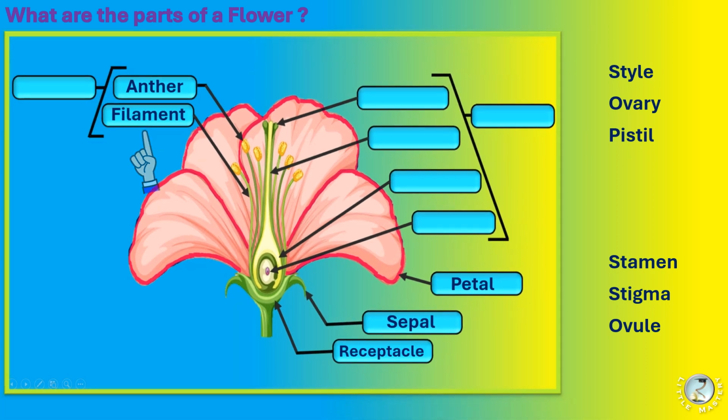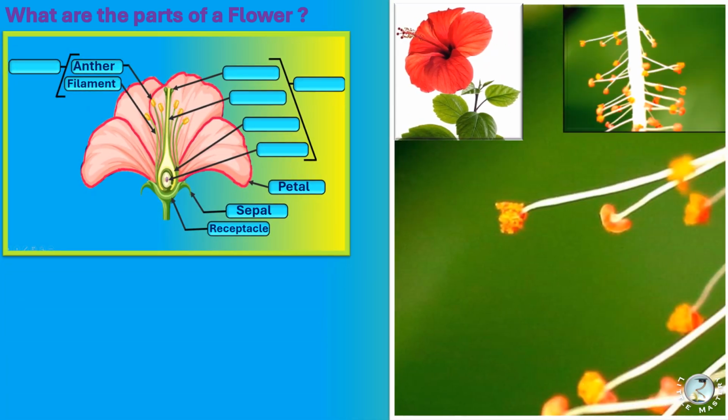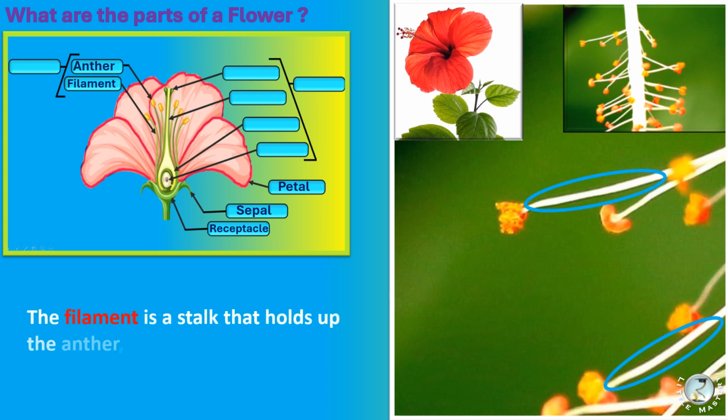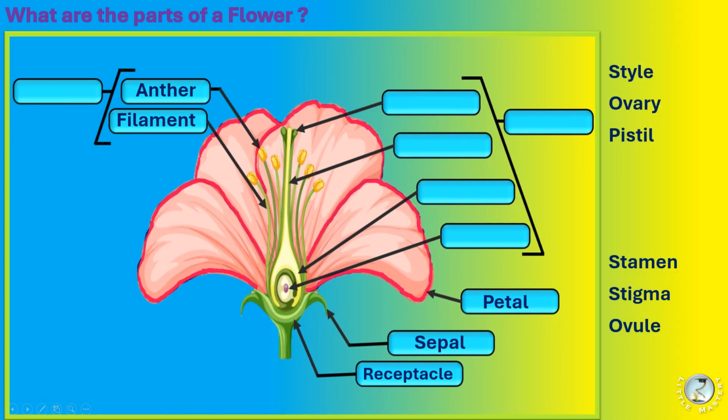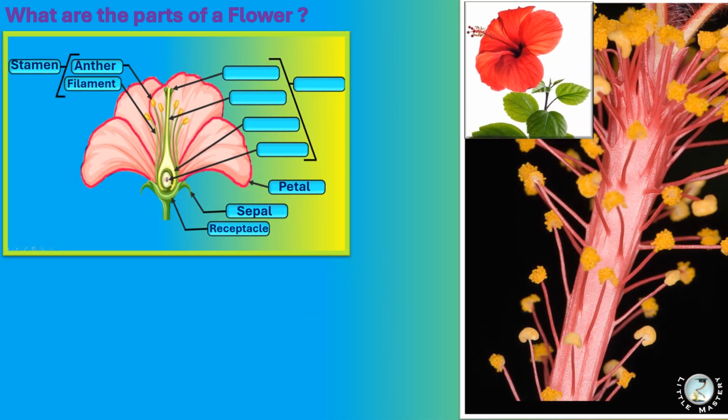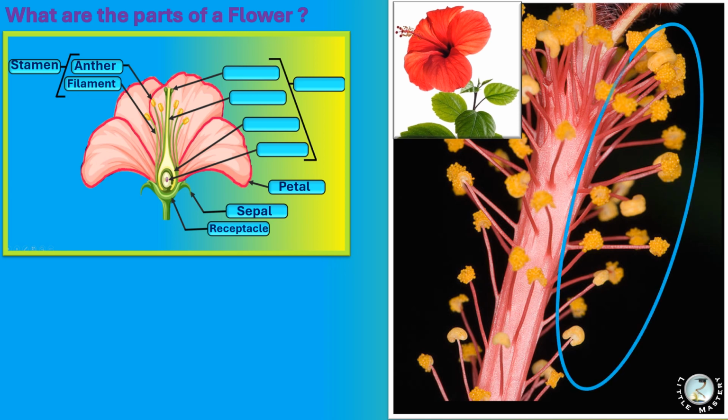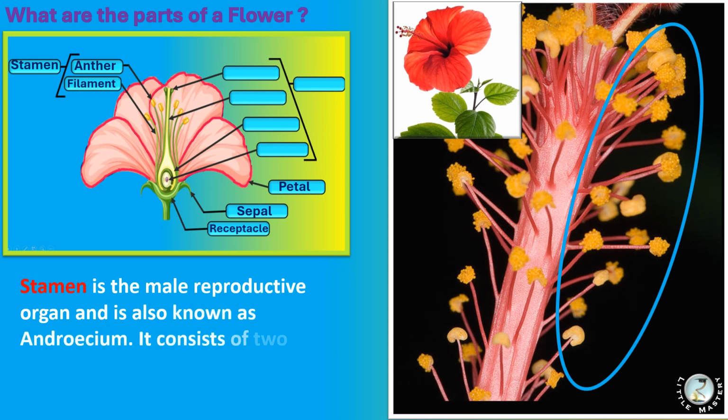Filament. The filament is a stalk that holds up the anther, making the pollen accessible to pollinators or wind. Stamen. Stamen is the male reproductive organ and is also known as androecium. It consists of two parts, namely anther and filaments.